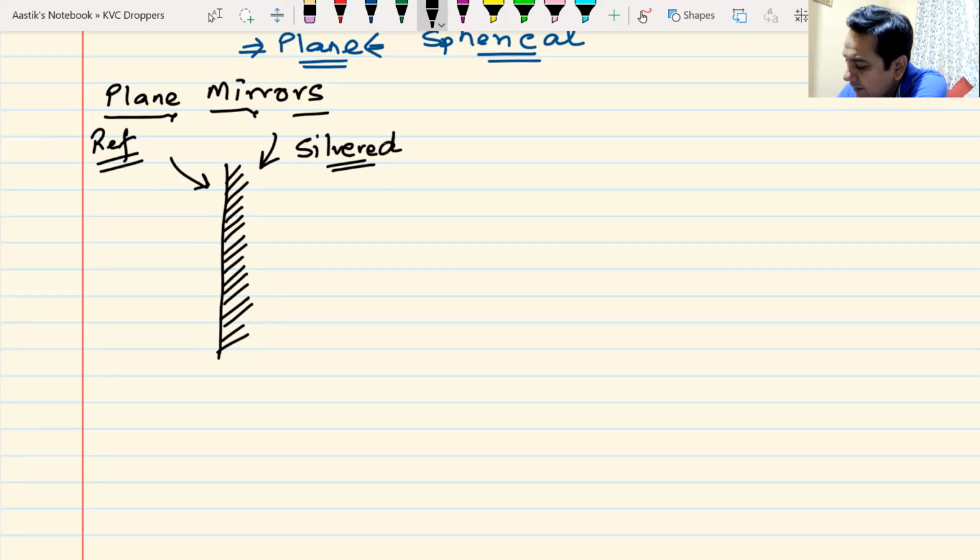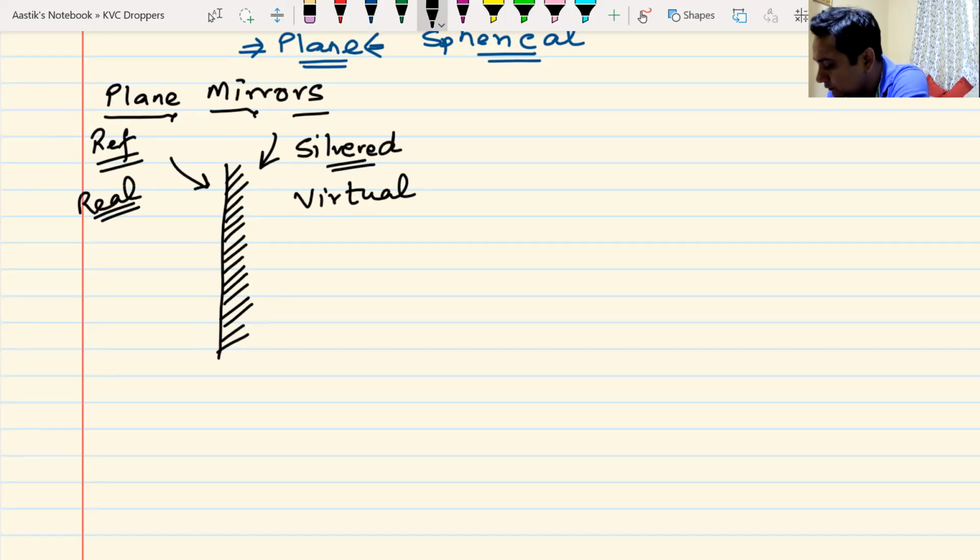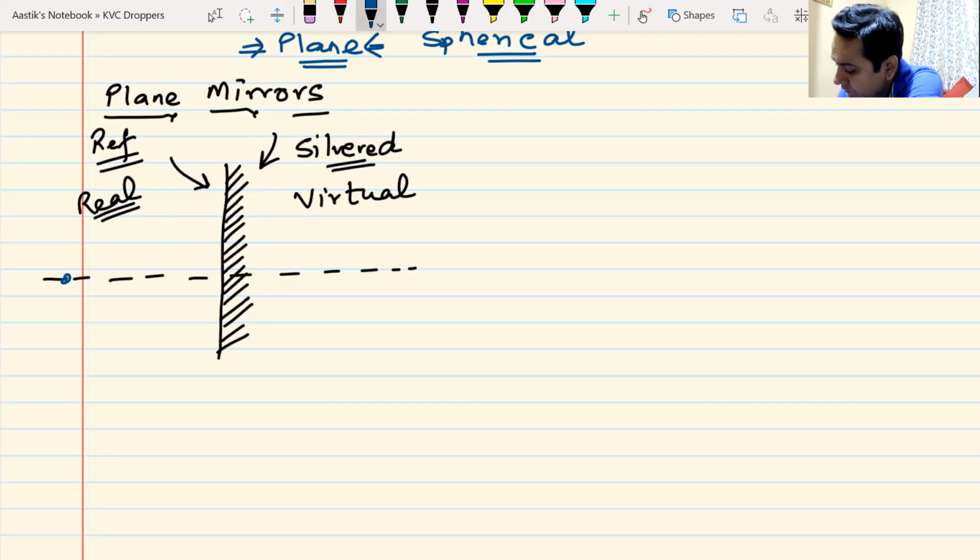We have also seen that you can call this the virtual world, and you can call this the real world. Yes or no? This is nothing but a plane mirror. Now, whenever we have a mirror, we use some sign conventions and some nomenclature. So let me first draw this. This is a point object. It looks like a point. Yes or no?